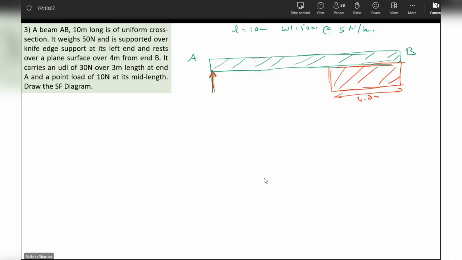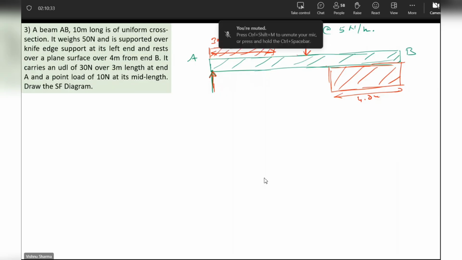So this is 5, and somewhere here will be 3. There is a UDL here of 30 newtons at the rate of 10 newtons per meter. Why? Because it is over a length of 3 meters, right? It also carries a point load of 10 newtons at its mid length. Draw the shearing force diagram.